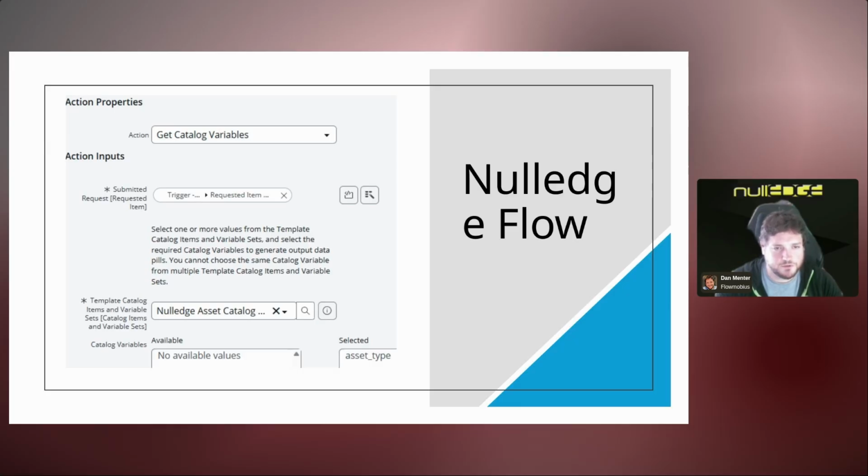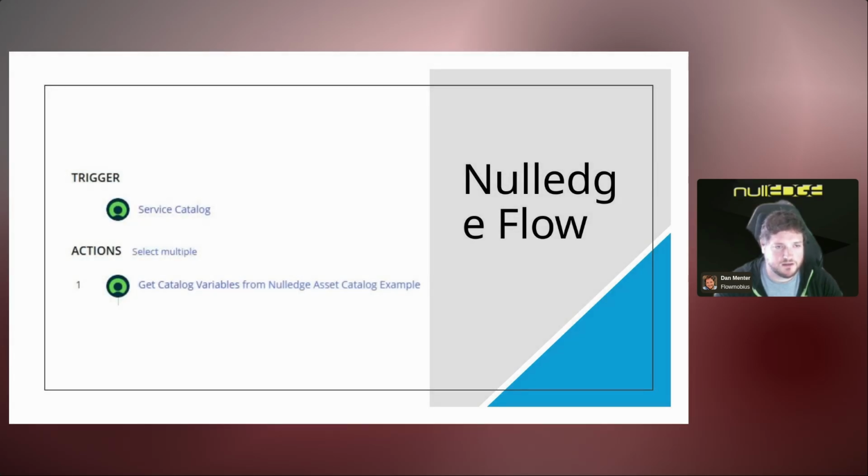It allows us to put any string in there so that we can run it against our decision tree, our decision builder, and see the result. So I'm simply going to retrieve that one catalog variable so that we can take action on it later. At this point in time, our example flow looks like this. We have a trigger from the service catalog, and we're retrieving that variable from that catalog item.